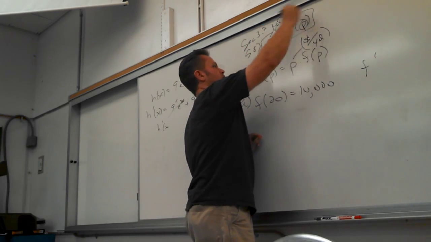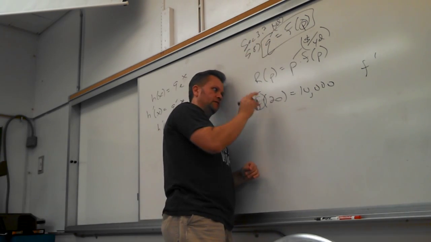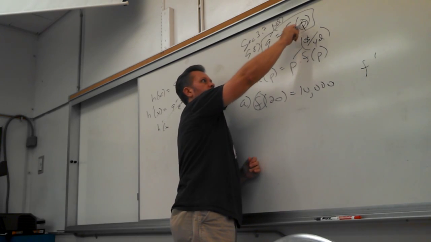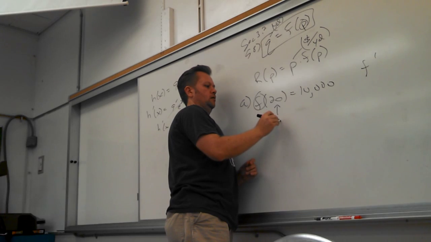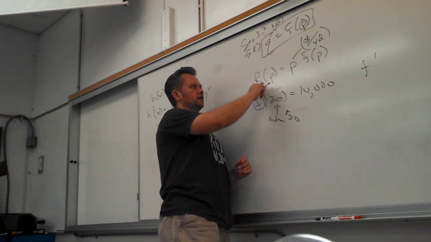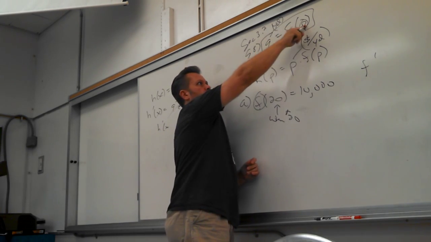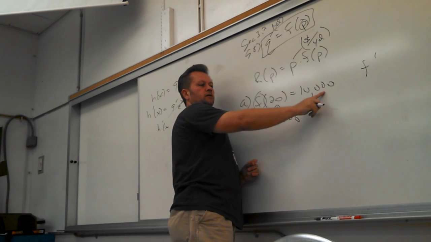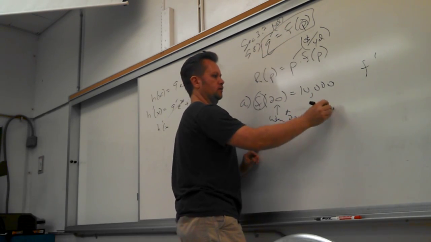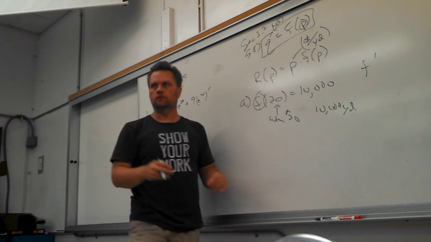So let's back up a second. I'm thinking about revenue, not yet. This is F. It's my bad. So this is F of P. So when the price is $20, so it's not R yet. That's my bad. We're going back to F. When the price is $20, then how much did you sell? 10,000 yards. That's a lot.